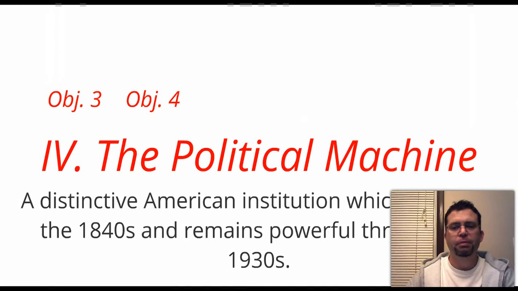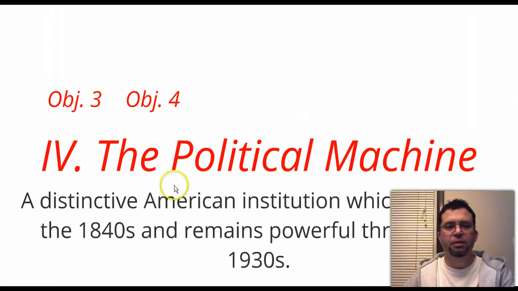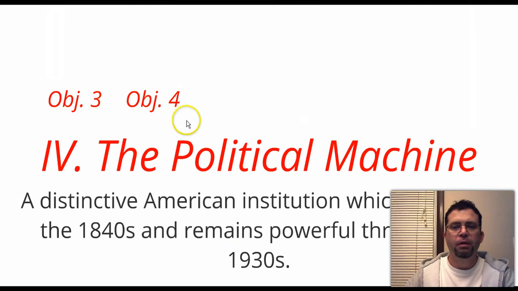All right. Finally, into the political machine. This is, again, as you see here, Objective 3 and Objective 4. With the growth of the cities and with the influx of immigrants coming to the cities, the development of the political machine is aided by those two aspects. Political machine is a distinctive American institution, begins around the 1840s, remains powerful through the 1930s.